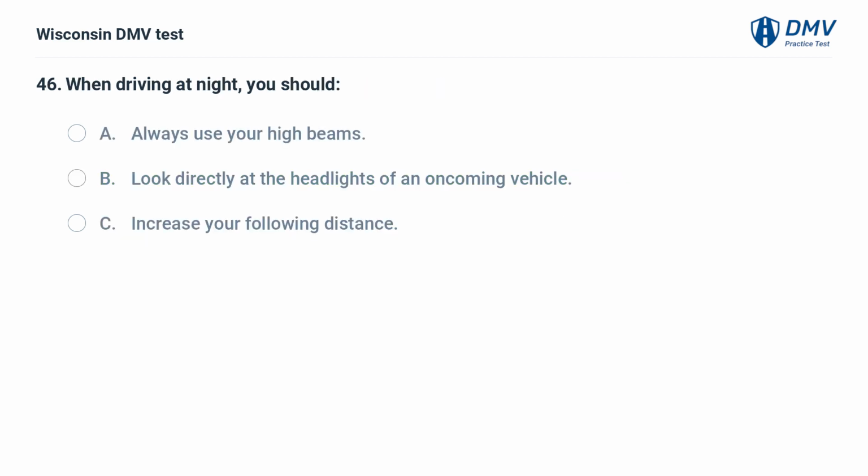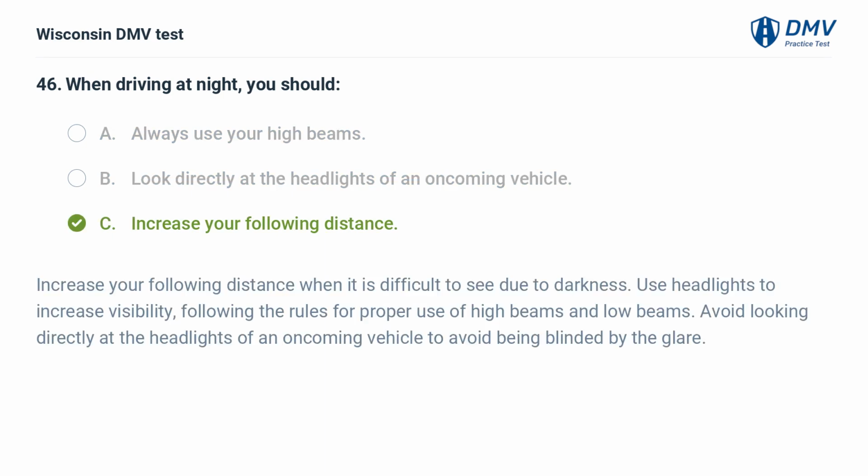When driving at night, you should A. Always use your high beams. B. Look directly at the headlights of an oncoming vehicle. C. Increase your following distance.